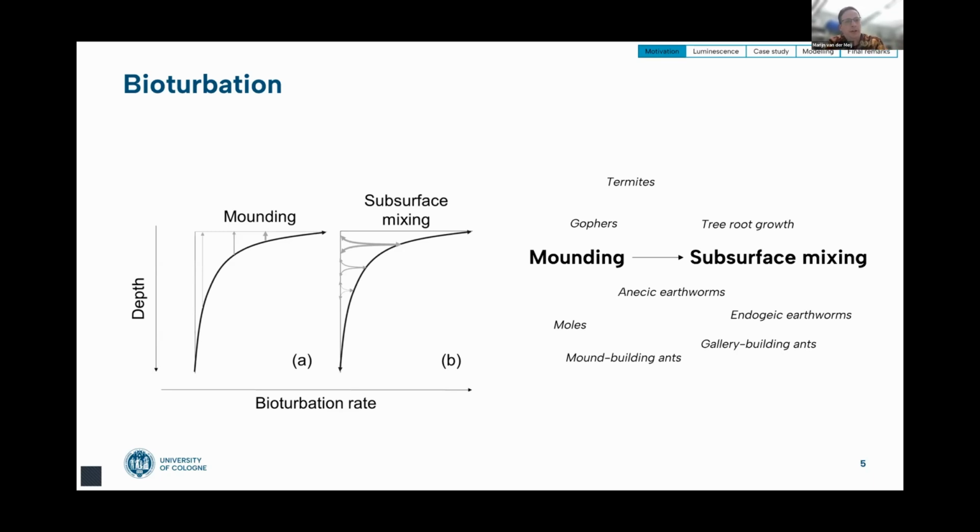So these concepts, mounding and subsurface mixing, are based mainly on field observation. So if we look at the soil, we can see how the soil animals behave. We can see if they create heaps on the surface, if they live mainly in the subsoil. So we have a bit of an understanding about their burrowing behavior based on what we can find in the field.